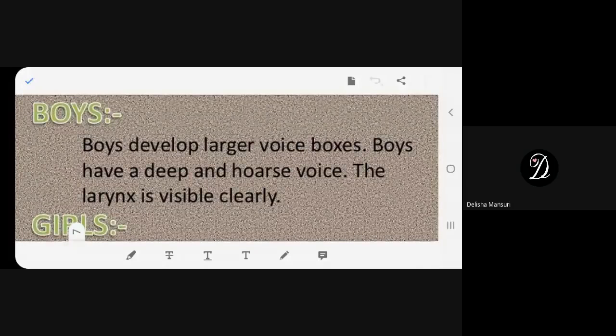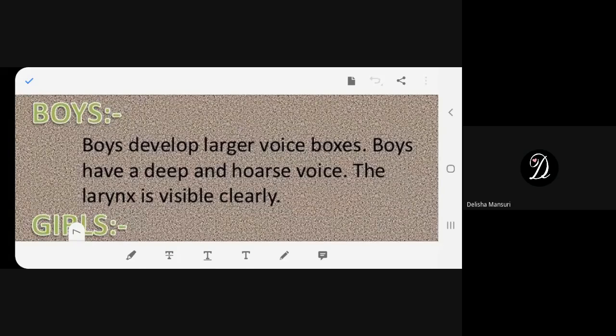Read it again. It's written plural and you read it only singular, that is box. Boys develop larger voice boxes. Boys have a deep and hoarse voice. The larynx is visible clearly.